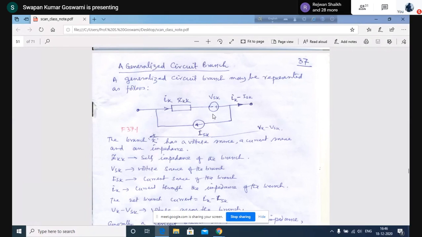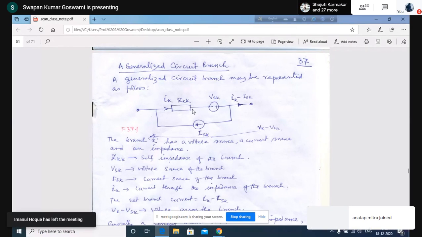We have to put VSK equal to 0. Also, we have to put ISK equal to 0. So by making VSK equal to 0 and ISK equal to 0, you can say that the network branch will represent simply an impedance of value ZKK.